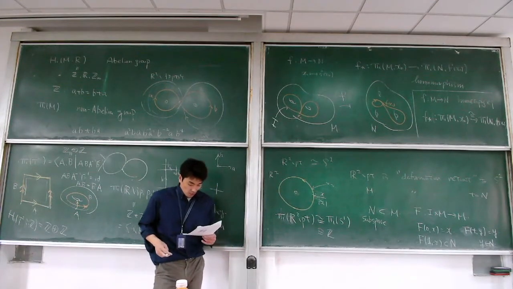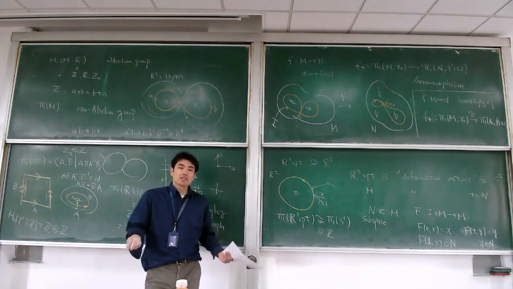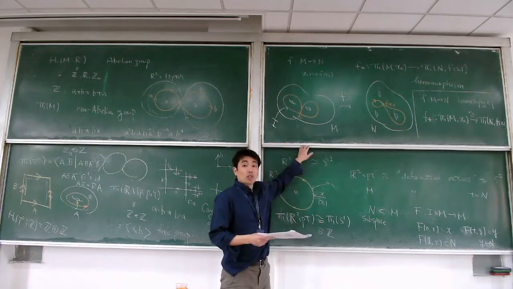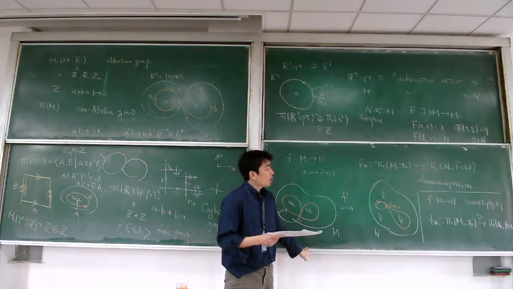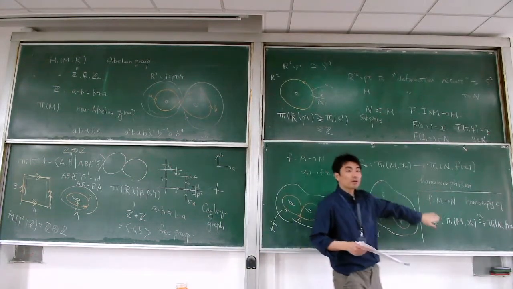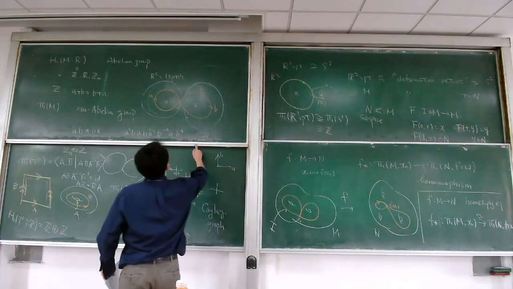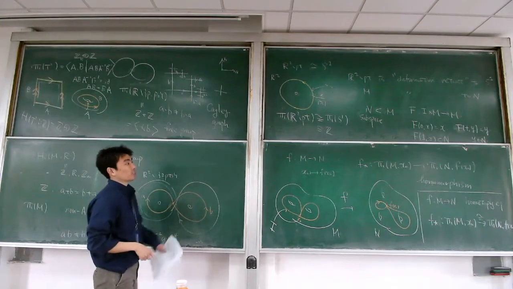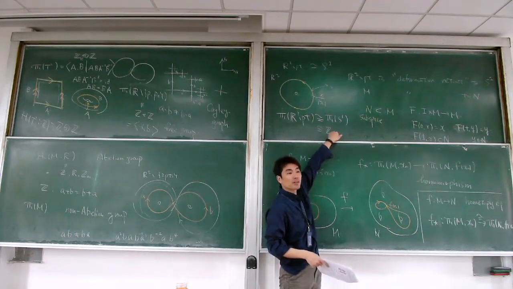So the fundamental group is also invariant up to homotopy. If you have a homotopy equivalence, you have the same fundamental group. The same here, R2 minus a point. So this is also one example of an abelian group. It's a very special case.